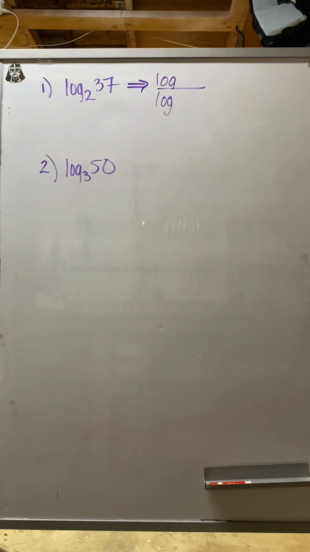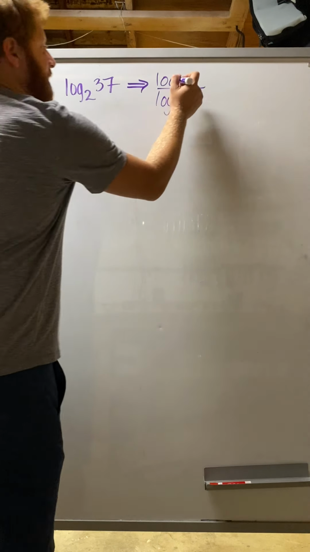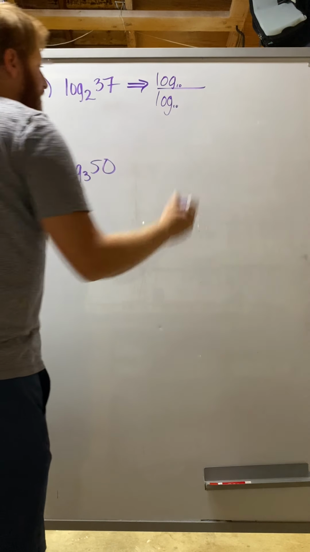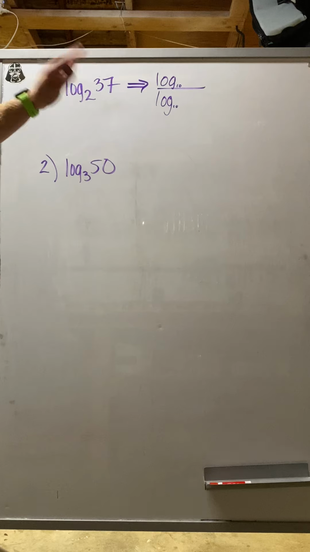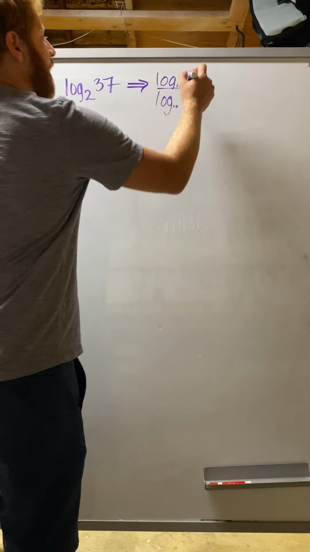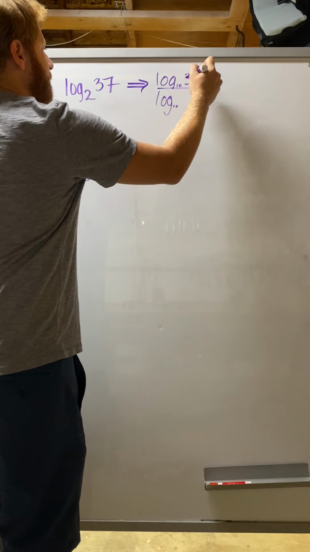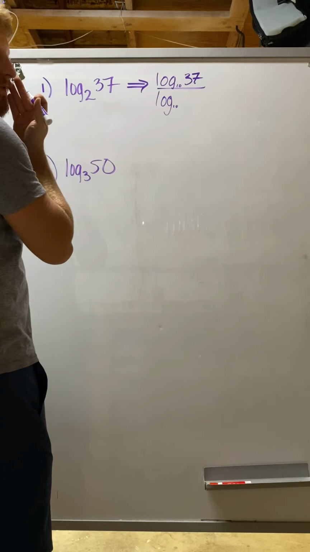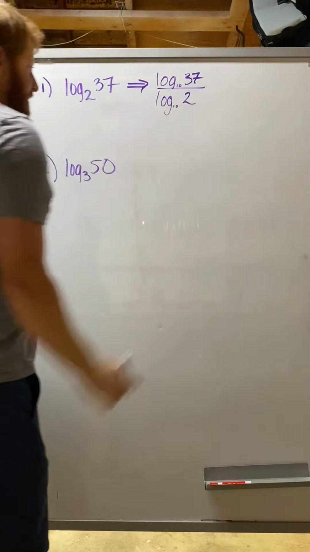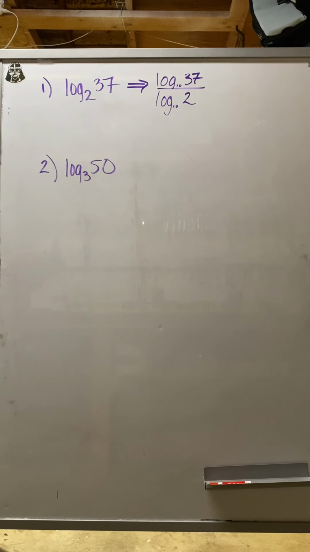Why didn't I write my base? Because when we don't write it, we assume it's a base of 10. We are choosing to use a base 10. So all that you're going to have to write on your paper is log of the argument divided by log of the old base. This will get you a power of 2 that, when you do it, gives you 37.